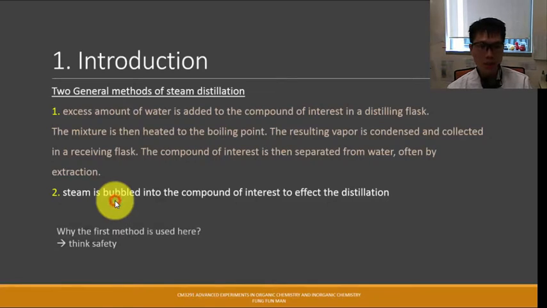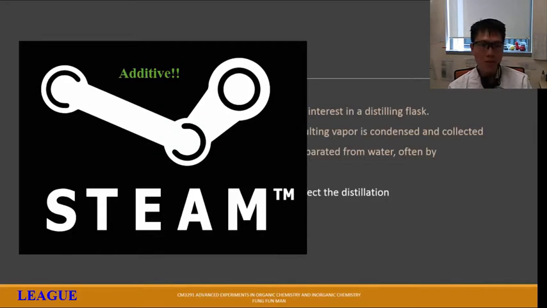Always think about safety, that's number one. And number two, the first method is more efficient, it's easier to set up, because if you're dealing with steam, right, it is not too easy. Steam, gases of hot air coming through you, it is a gas and it's a bit harder to control, and moreover, it could be a bit too addictive for some of you.